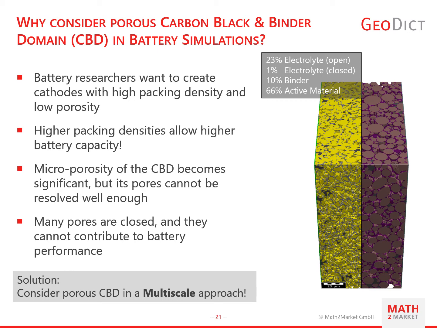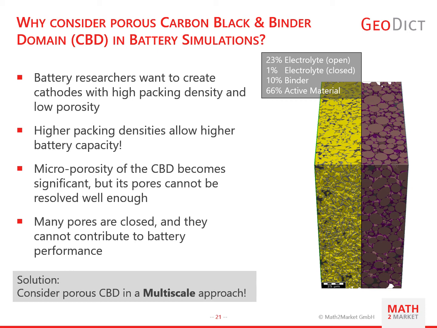Battery researchers want to design batteries with higher capacity. And this can be done by increasing the packing density of the active particles and thus decreasing the amount of electrolyte. The microporosity of the carbon black and binder becomes significant at some point, but its pores cannot be resolved well enough. If you do not consider the carbon black and binder as porous, then you can get a significant amount of closed porosity, and this closed porosity cannot contribute to the battery performance. But we have a solution for this.